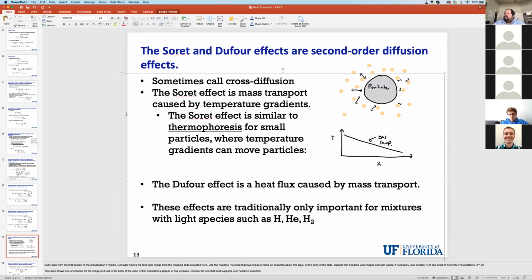Apparently my internet connection is unstable, but the Soret and Dufour effects are so-called second order diffusion effects. They're sometimes called cross diffusion, although cross diffusion can mean something completely different, so I prefer not to use that term. The Soret effect is mass transport caused by temperature gradients. And again, for gases, it's not really fully understood what this is. It's just a term that came out of a very complex theory, but it is important. The Soret effect is similar to thermophoresis for small particles.